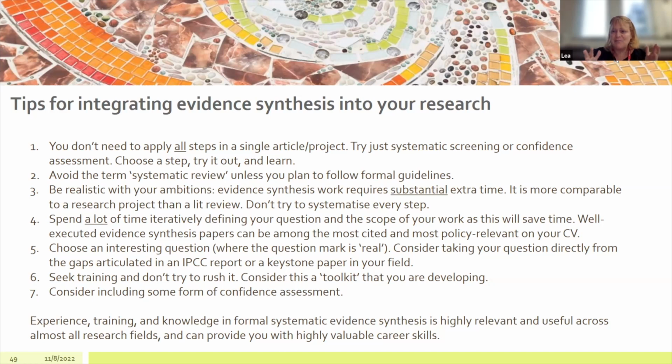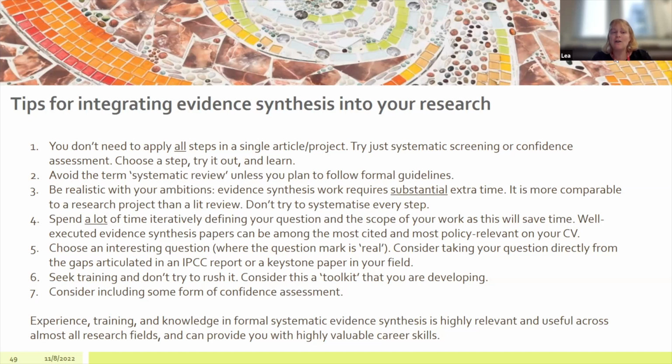And then I've been in meetings where there's quite vociferous arguments about this. So be aware. Be realistic with your ambitions. There's substantial extra time to do a systematic evidence synthesis over a traditional literature review. So just be aware that if you're going to do this and you want that robustness, it's not easy. It actually does take more work. So be realistic with that.